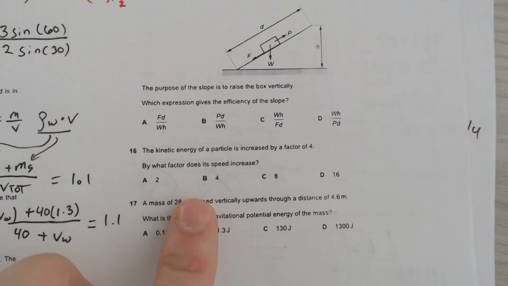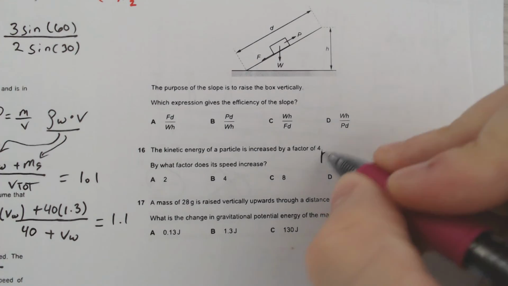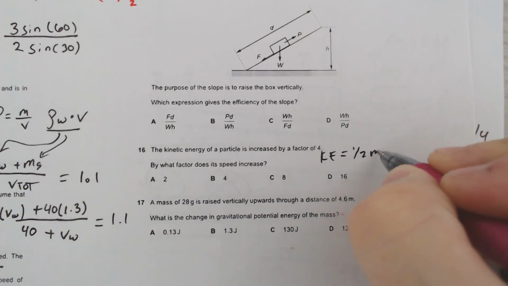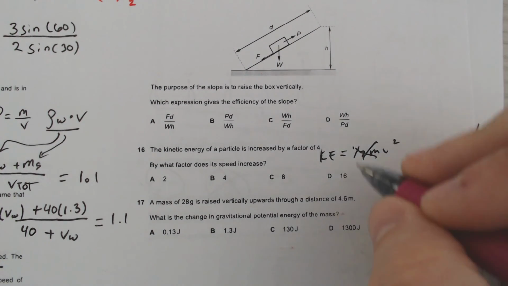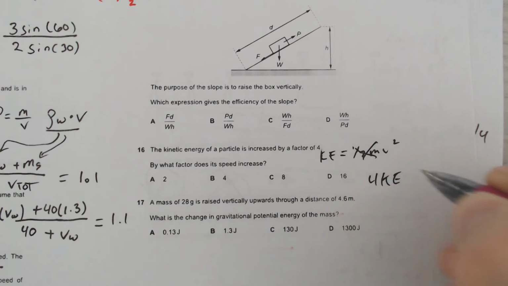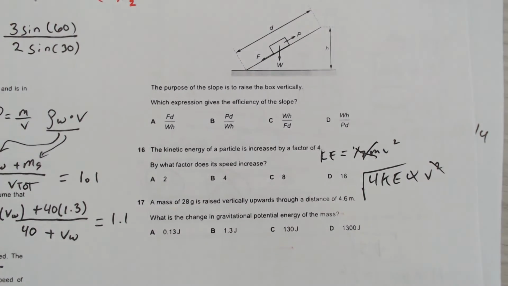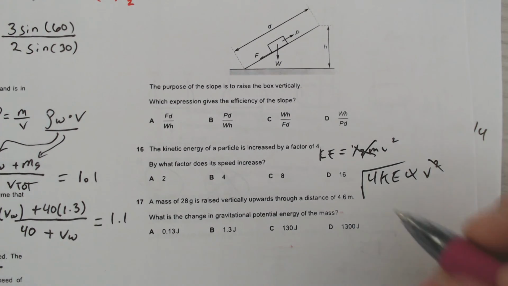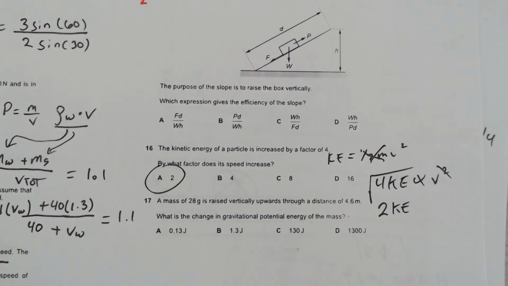The kinetic energy of a particle increased by a factor of 4. What factor does the speed increase? Well, kinetic energy is equal to 1/2 mv squared. The 1/2 and the m don't matter. Kinetic energy is proportional to v squared. If you quadrupled the kinetic energy, and it is proportional to v squared, you could square root to get what the v would turn into, which would be the square root of 4, so twice the speed compared to what it was before. They had a lot of these proportional things on this go-around.